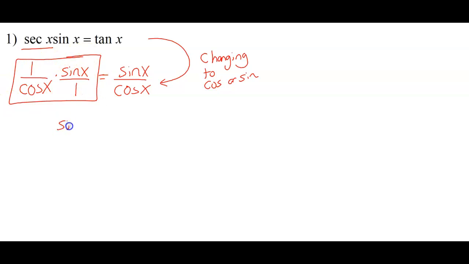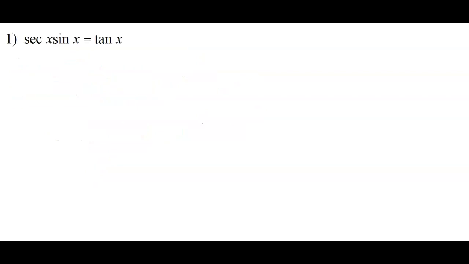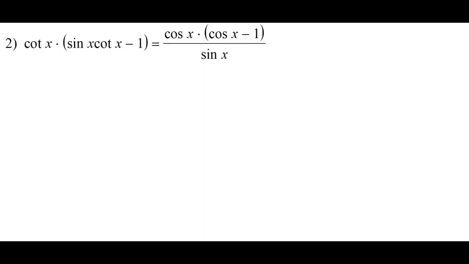Next, we're going to simplify on this side by multiplication. And so we end up with sine x over cosine x equals sine x over cosine x. And we got there by multiplication. You could also just say simplification. But in any event, we're done because we got the two sides to be the same and we've successfully completed our proof. Okay? So let's go ahead and move on to another one, number 2.